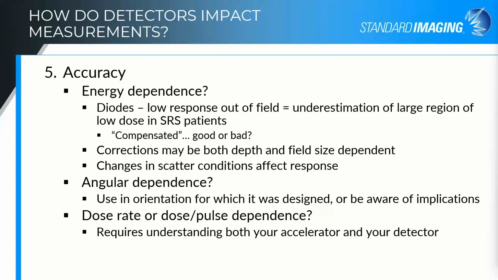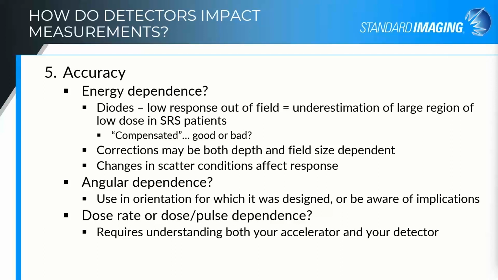We talked about whether compensated diodes are good or bad. It really depends on the diode you're using and what it was designed for, how well you're using it compared to what it was intended to do. Corrections for energy dependence may be both depth and field size dependent. It's easy to ignore energy dependence by making the excuse that all of these measurements are relative. I'm doing a PDD scan, it's all being normalized, so my energy dependence doesn't matter. But it does if the energy dependence is large enough that change in energy with depth, say for an electron scan in particular, affects the response of the detector. So it is something that needs to be considered in the scanning world as well as the dose calibration world.